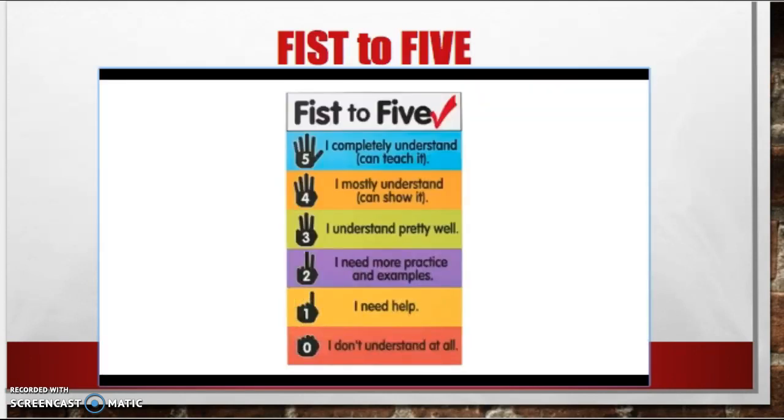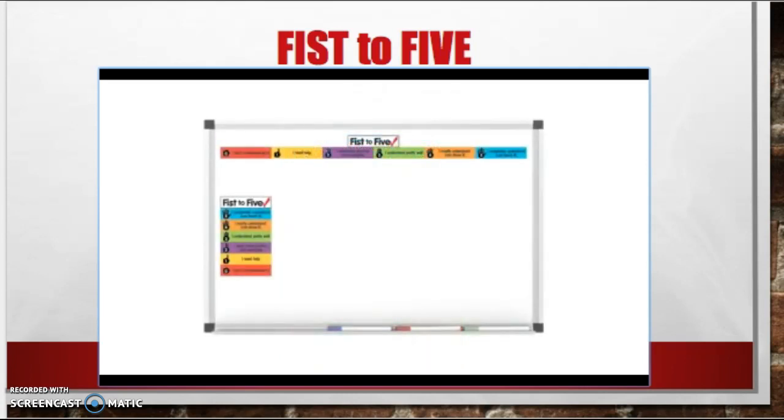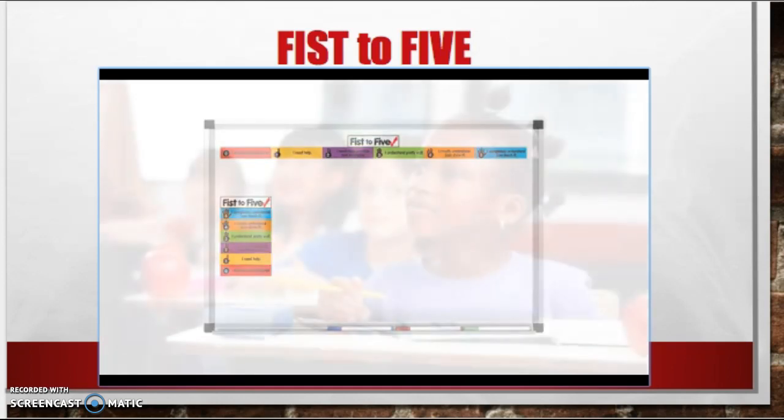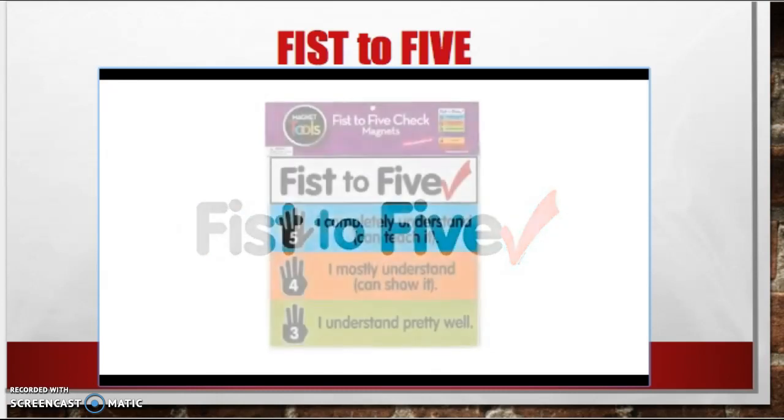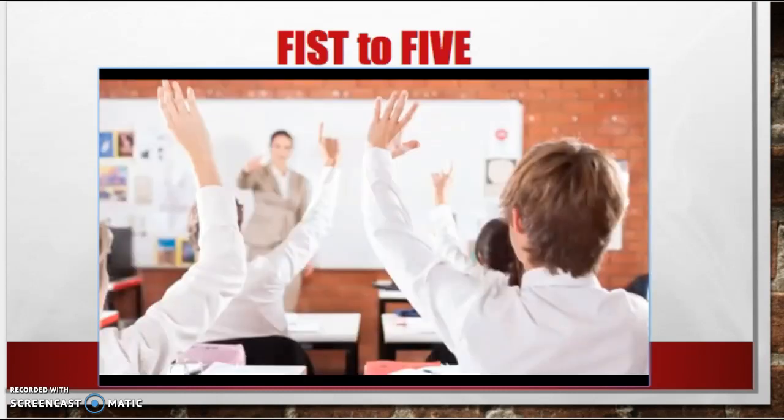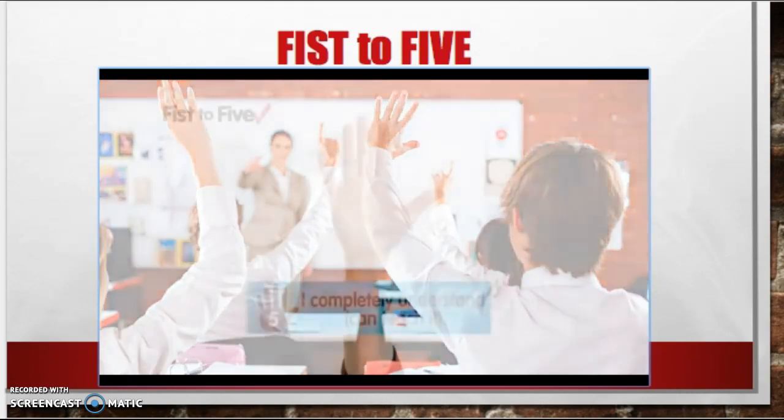FIST to 5, a fast and easy way to assess each student's level of comprehension. Teachers display these colorful, easy-to-follow magnets on the board, begin the lesson, and call out, FIST to 5, whenever they want to check for understanding. The students raise their hands, using their fingers to indicate whether they get it or need some help.